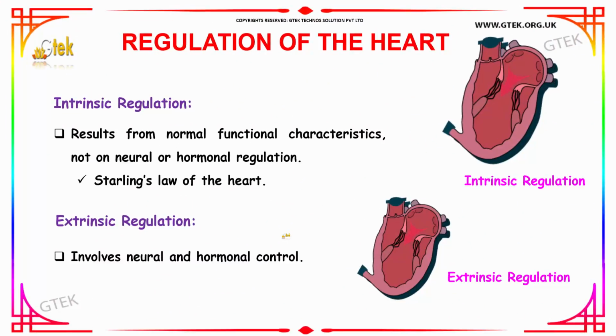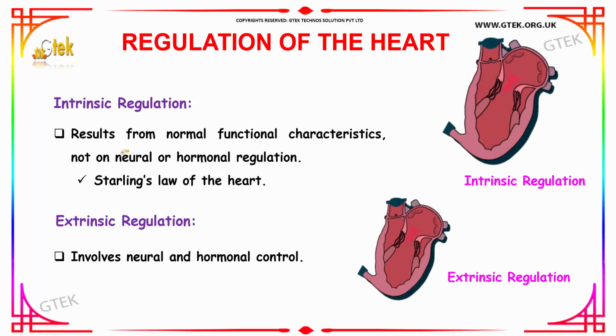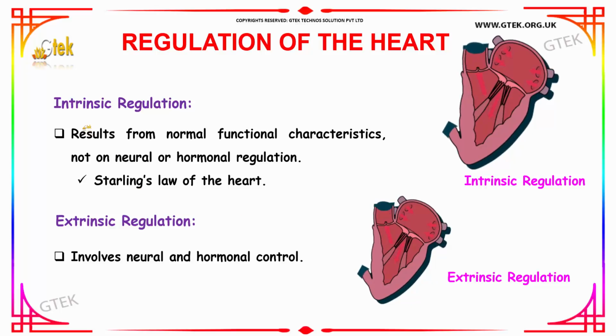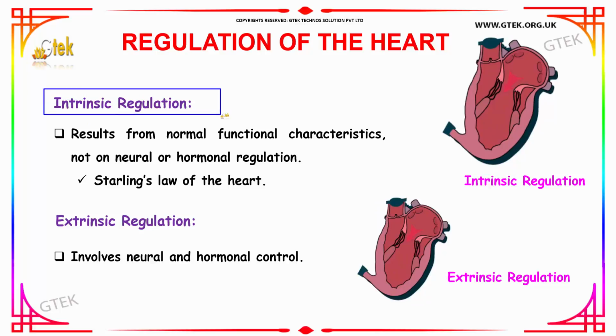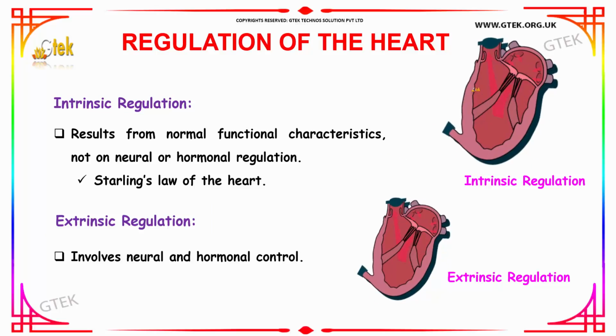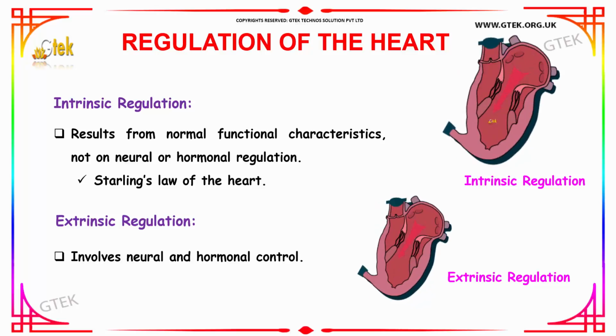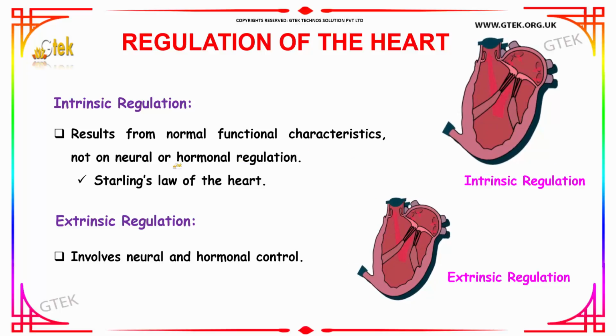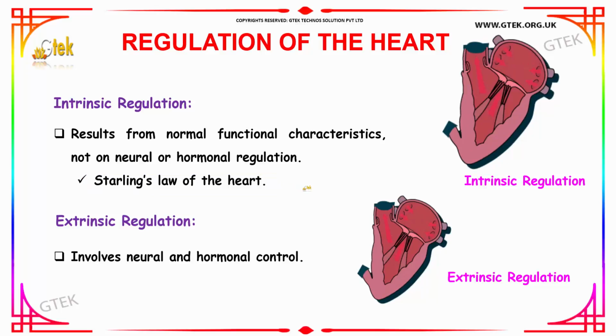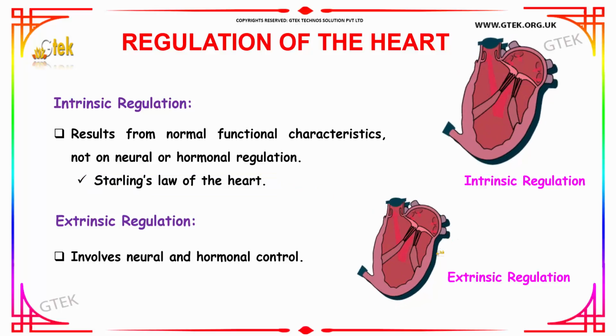Next, we are going to study about the regulation of the heart. There are two types of regulation, which includes the intrinsic regulation and the extrinsic regulation. Intrinsic regulation results from normal functional characteristics, not on neural or hormonal regulation, and this is determined by the Starling's law of heart. In extrinsic regulation, it involves neural or hormonal control.